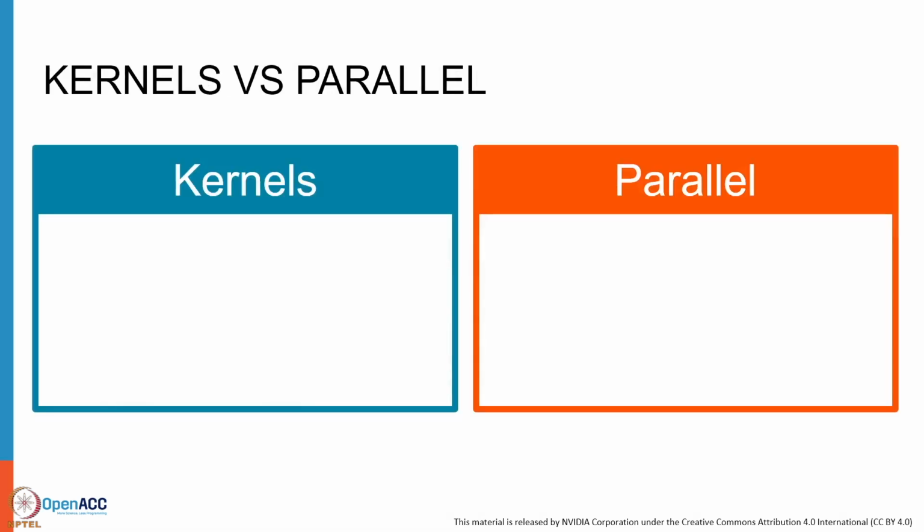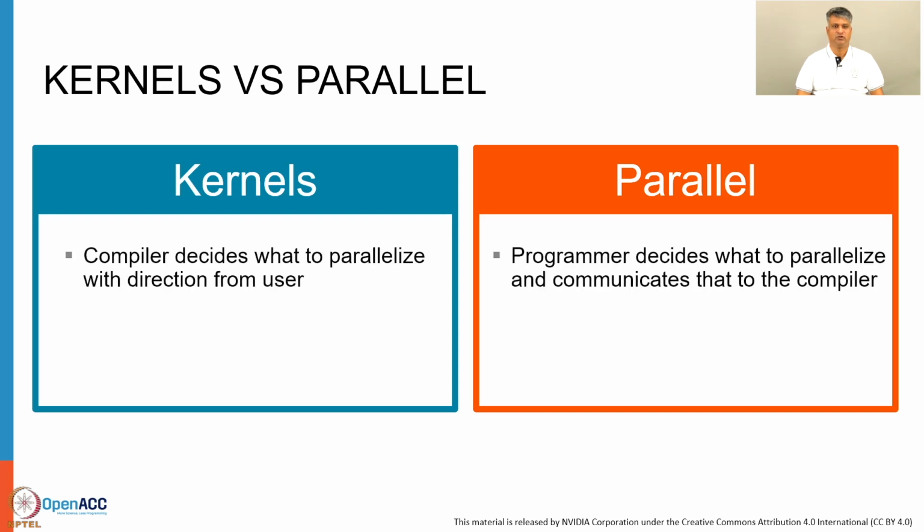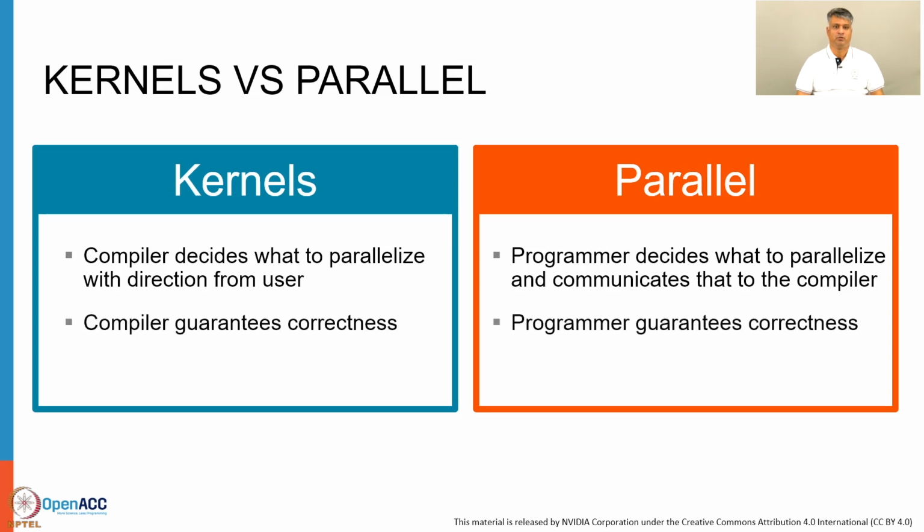So what are the key differences between the kernels way of doing things and the parallel way of doing things in the directive space for OpenACC? With kernels, the compiler decides what to parallelize with direction from the user. On the parallel side, the programmer decides what to parallelize and communicates that to the compiler. On the kernels side, the compiler guarantees the correctness of the code. On the parallel side, the programmer guarantees the correctness of the code.